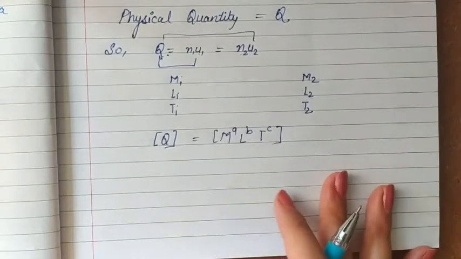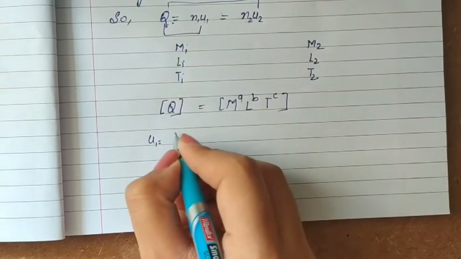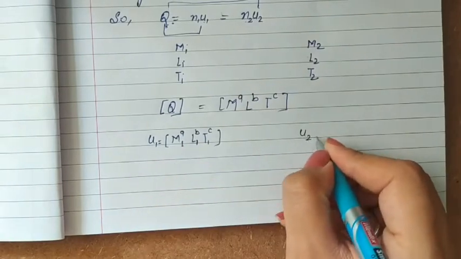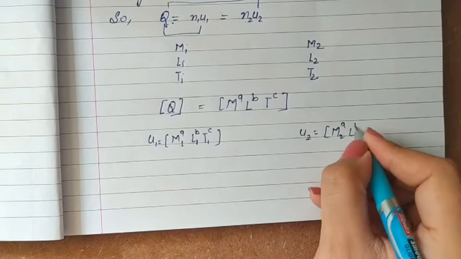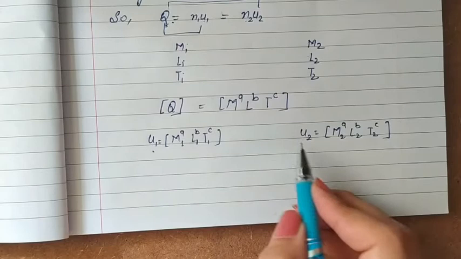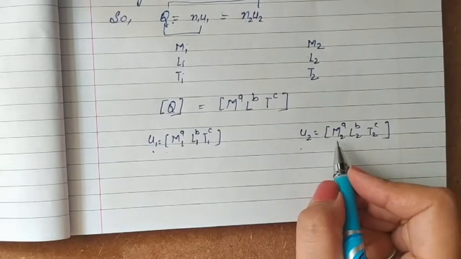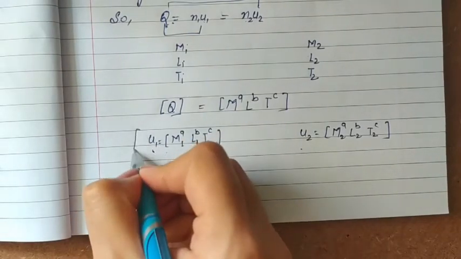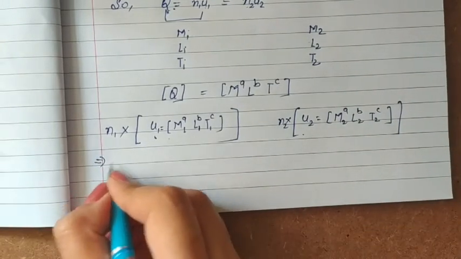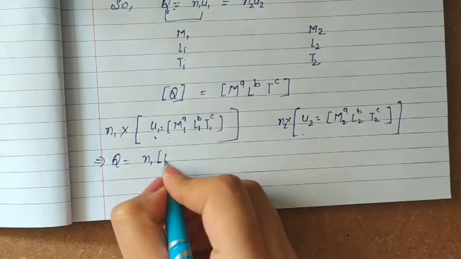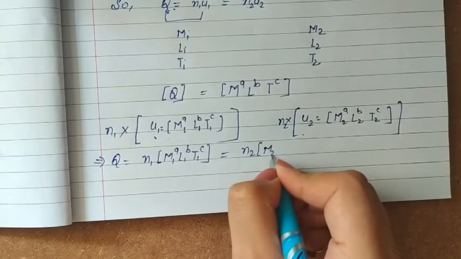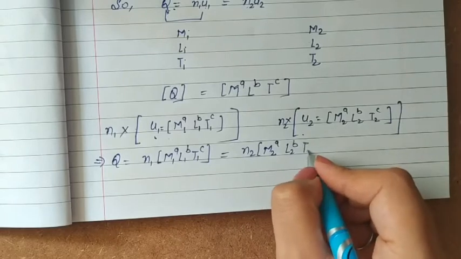Then in system 1, U1 will be M1^a L1^b T1^c, and in system 2, U2 will be M2^a L2^b T2^c. These are the units. So if I want to calculate Q in system 1 and in system 2, I have to multiply these U1 and U2 by the numerical values. I multiply this equation by N1 and this by N2 to get the physical quantity Q. That means Q is equal to N1 M1^a L1^b T1^c and is equal to N2 M2^a L2^b T2^c.